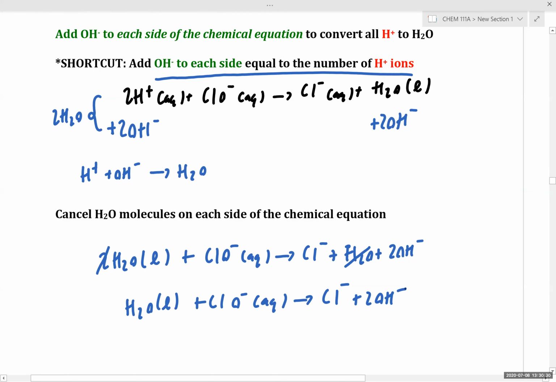Does that idea make sense to everyone? Is everyone comfortable with this idea?